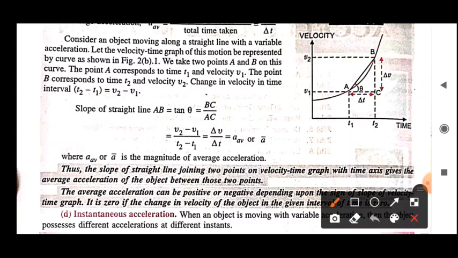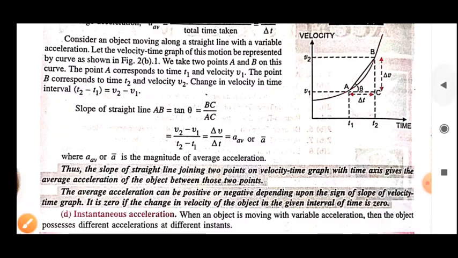And tan theta you can calculate by BC, means perpendicular upon base. So AC is the base here. So perpendicular will be what? That is equal to delta V, and delta V is equal to V2 minus V1. Similarly, the base AC is equal to delta T, or T2 minus T1. So this is our acceleration here, or the magnitude of average acceleration exactly.